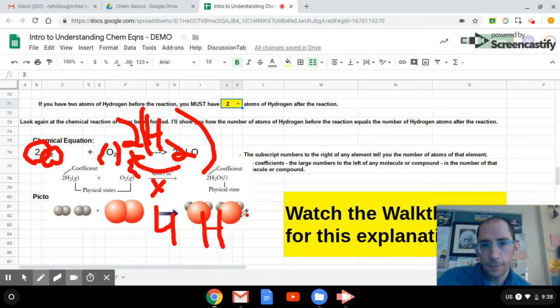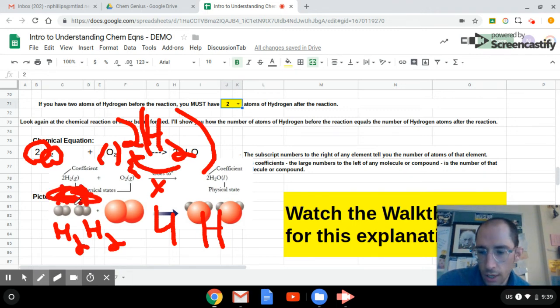Okay, a way to visualize it, here they are. Here is 1 H2, and here we have another. There's our second H2 right here. Hydrogen, hydrogen. So you have 2 H2s, and they have to be present after the reaction as well because mass is conserved. So you see this H2 right there.